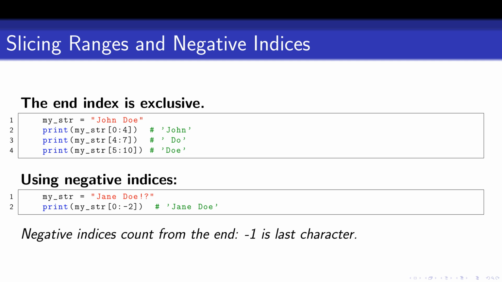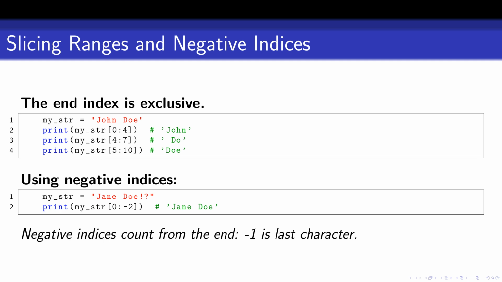Slicing supports more than just forward index ranges. You can also use negative indices to count backward from the end of the string. -1 refers to the last character, -2 the second to last, and so on. This makes it easy to trim characters off the end or grab content relative to the string's end.